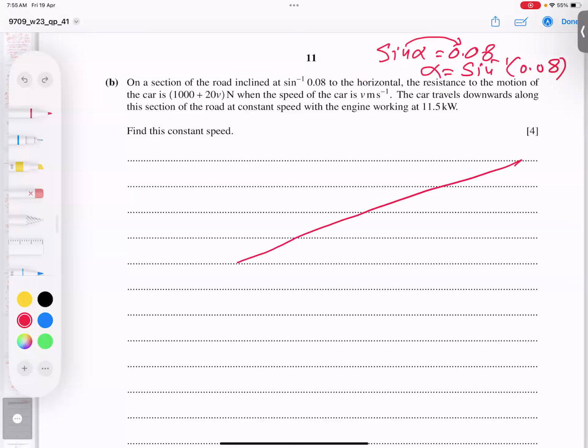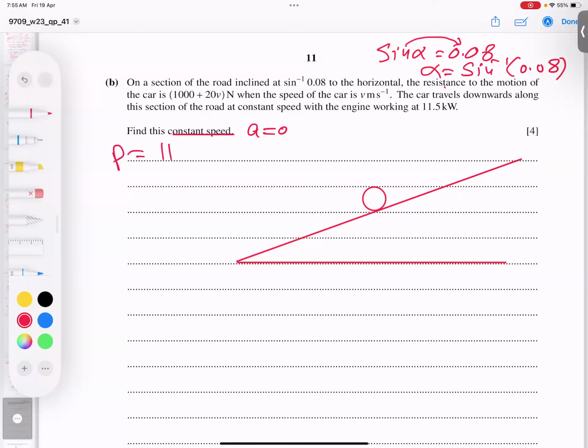So let's apply the formula. First make a diagram. The car is traveling downwards, at constant speed. So with constant speed, acceleration is 100% equal to 0. And the engine power is what? 11.5 kilowatts. So multiplying by 1000, it is 11500 watts.